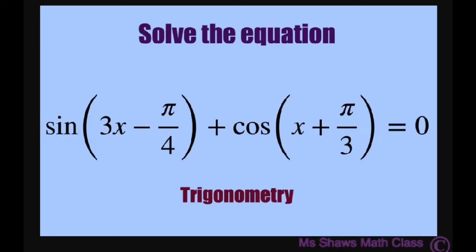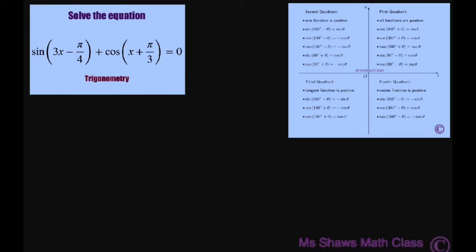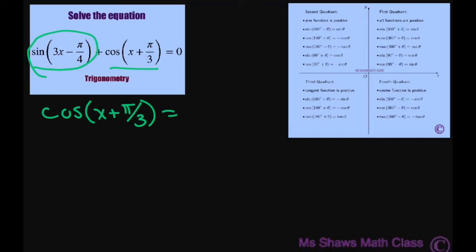Hi everyone, we're going to solve the equation sine of (3x − π/4) + cosine of (x + π/3) = 0. So the first thing I'm going to do is rewrite this. I'm going to write cosine of (x + π/3) first, and I'm going to subtract this one from both sides of the equation. So that's going to give me negative sine of (3x − π/4).